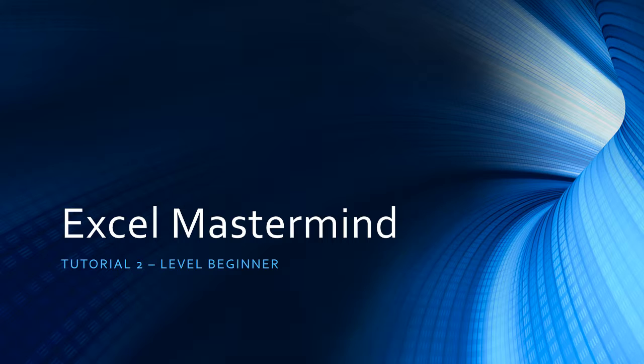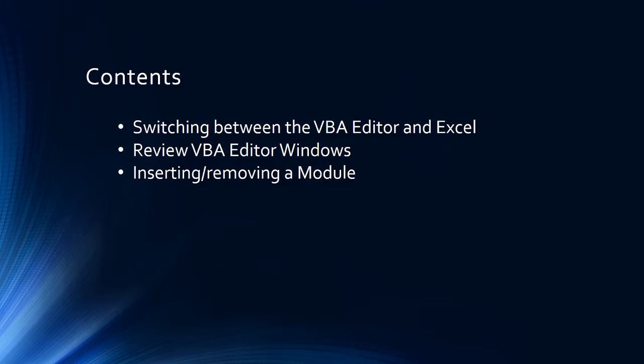In the last tutorial, I showed you how to access the VBA editor, and I also showed you how to enable the developer tab. In this tutorial, we're going to cover switching between the VBA editor and Excel. We're going to review the different windows open in the VBA editor, and I'm going to show you how to insert and remove a module. So let's go ahead and get started.